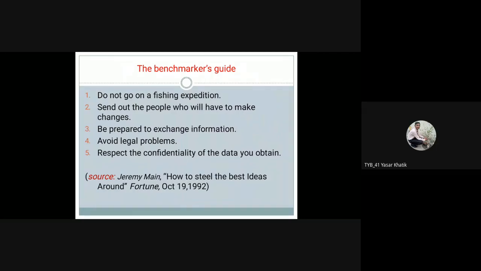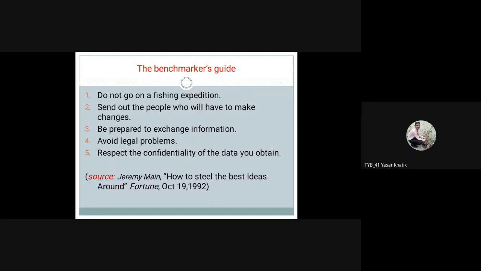Next is the benchmarkers guide. How to do benchmarking? So that is a big question. Okay, so there is some guide. Like simple questions: first, from the basics, what is benchmarking? Then, what is the use of this benchmarking, how will it work for any organization, and what is the procedure for this? So these are simple questions.